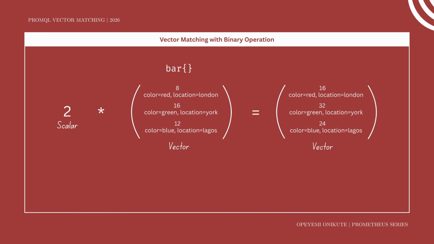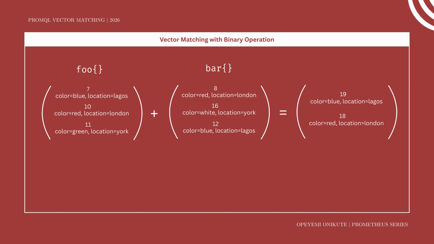In this binary operation, we are multiplying a scalar with a vector. To fulfill this query, PromQL will apply the binary operation to every time series in the right-hand side vector. Just remember that the aim of vector matching is to match each element on the left to those on the right, and this will make sense to you. Let's look at a slightly more complex query.